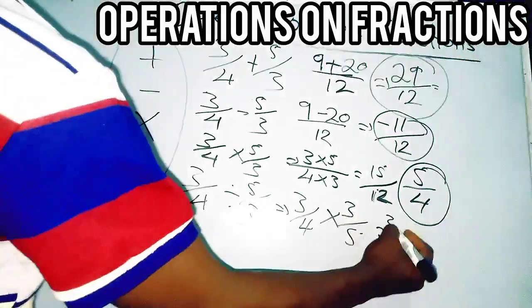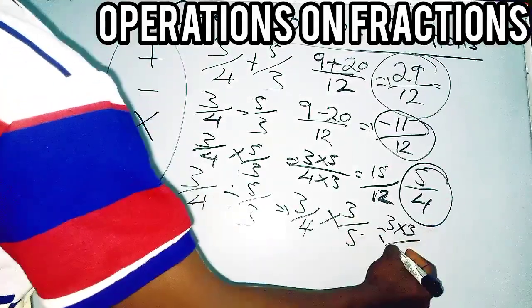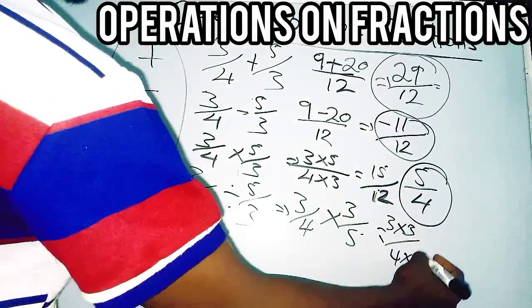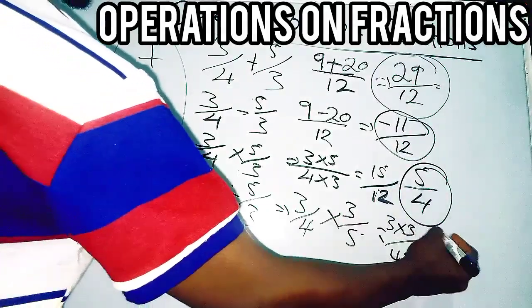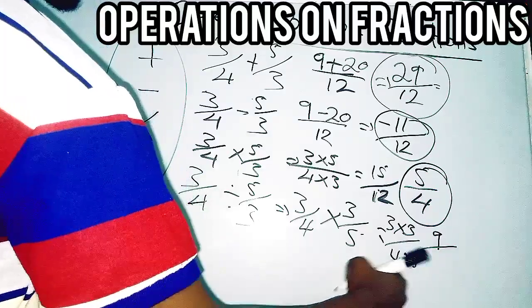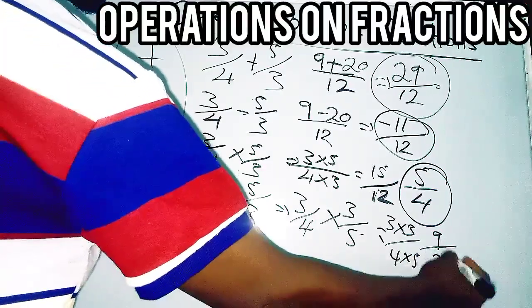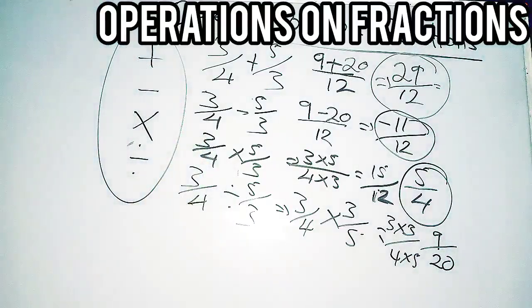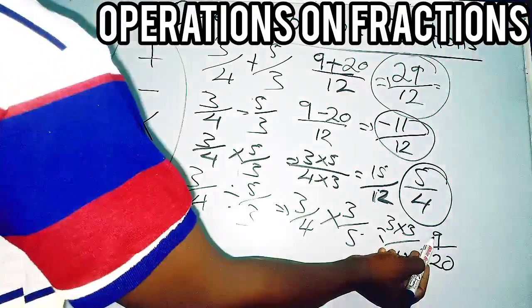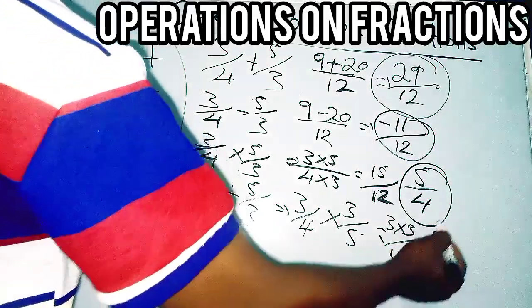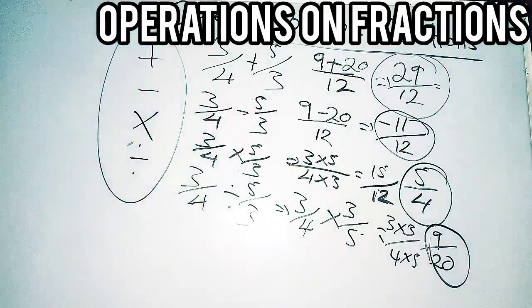You have 3 times 3 over 4 times 5. 3 times 3 will give us 9. 4 times 5 will give us 20. Is there any number that can divide 20 and 9 without a remainder? If there is no such number, then you leave this as your final answer. This is how to go about the operations of fractions.